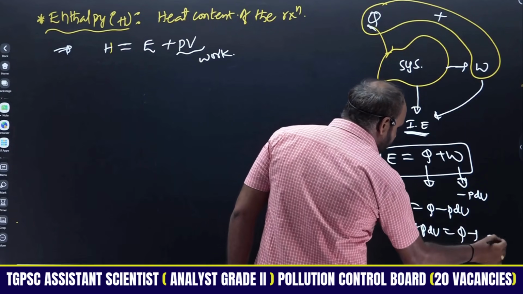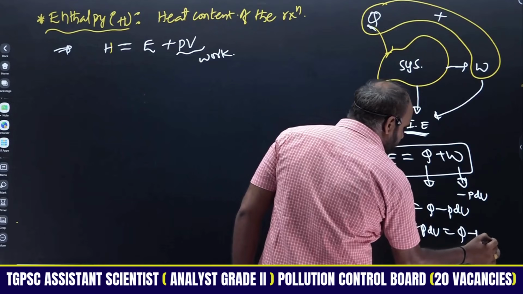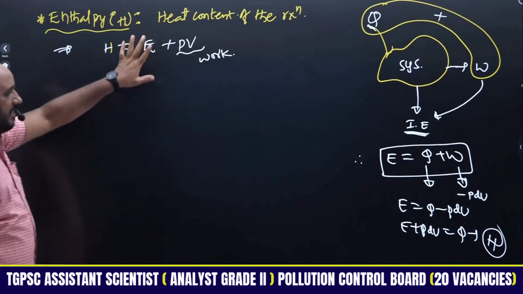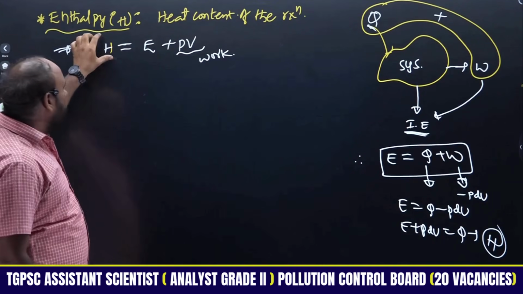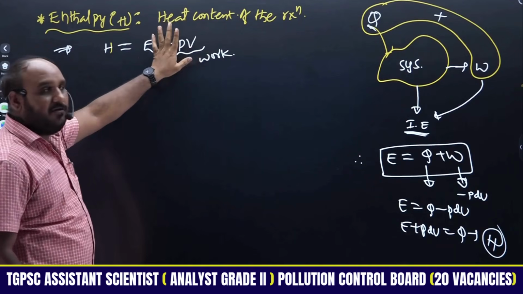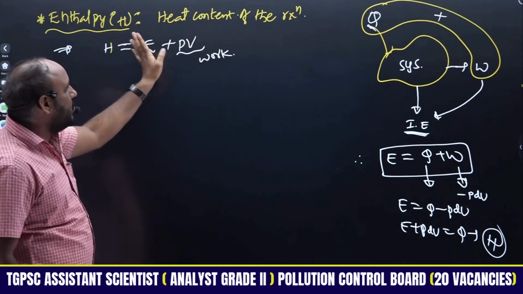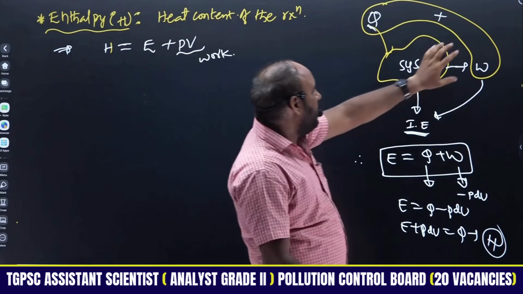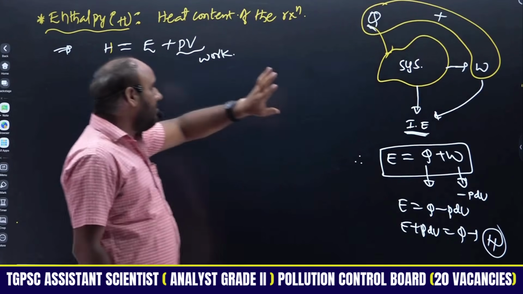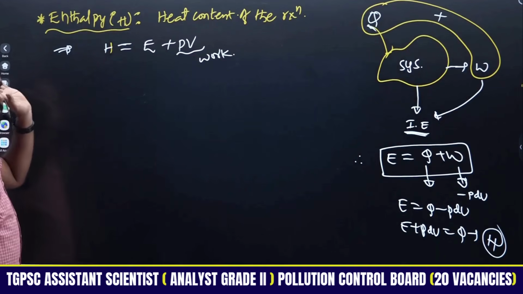This Q is nothing but the heat content of the system, that is the enthalpy, right? So we are going to define that here. Enthalpy H is the internal energy plus pressure-volume work. The sum of these two, internal energy and pressure-volume work, is equal to the heat content of the system. That is called enthalpy, right?